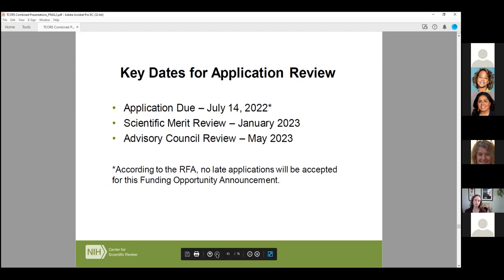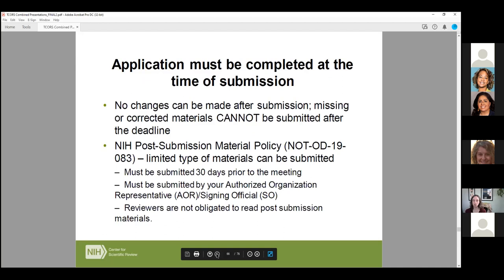That means your application must be completed at the time of submission. We cannot make any changes to the applications after they've been submitted. There are a few items that can be submitted according to the NIH post-submission material policy, and I listed the notice here, but you would receive information about how to follow through on this from the scientific review officer assigned to run this study section meeting, and there would be information about that, but you can check the notice. Next slide, please.